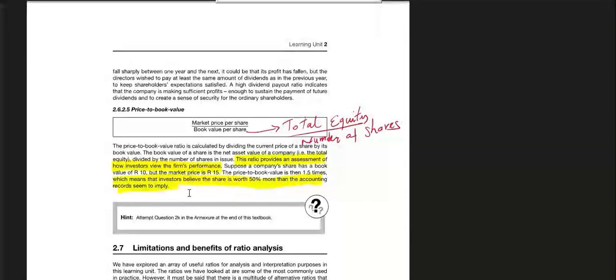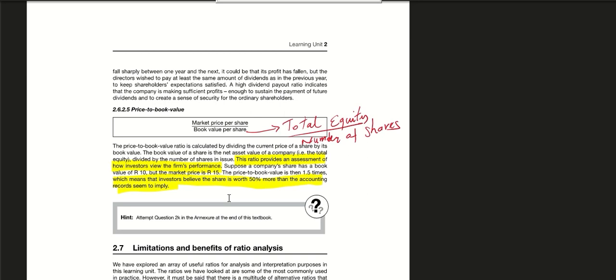And another one of my favorites is the price to book value. So we have the market price, but we can also look at the book value per share. And how do we get this book value per share? We take the total equity divided by the number of shares. So very important. And in the theory an example is embedded.